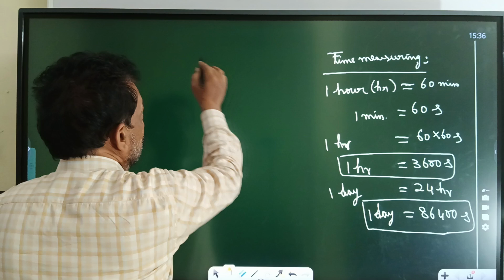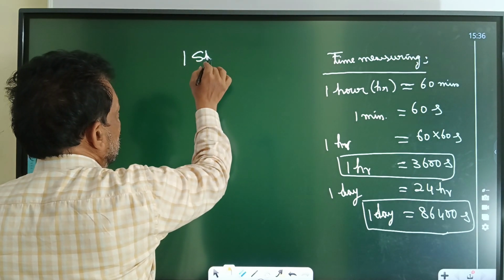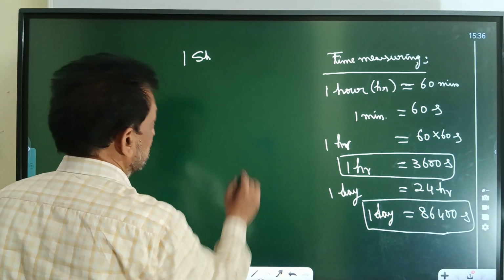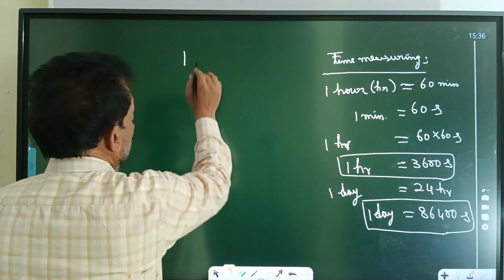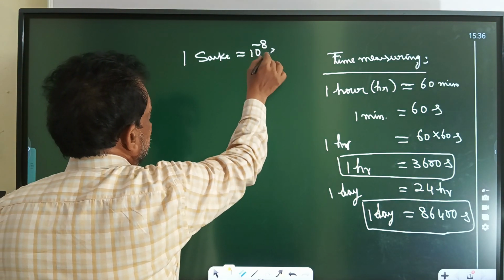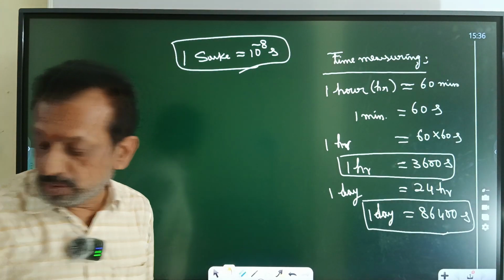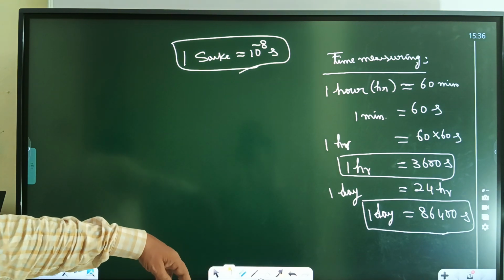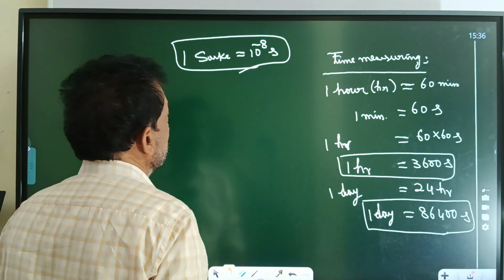Now 1 shake, most important. 1 shake is equal to 10 to the power of minus 8 seconds. No problem. So this is the time measuring.